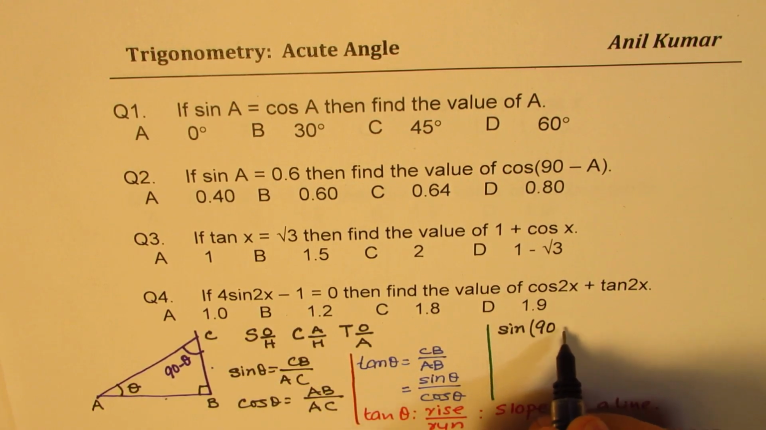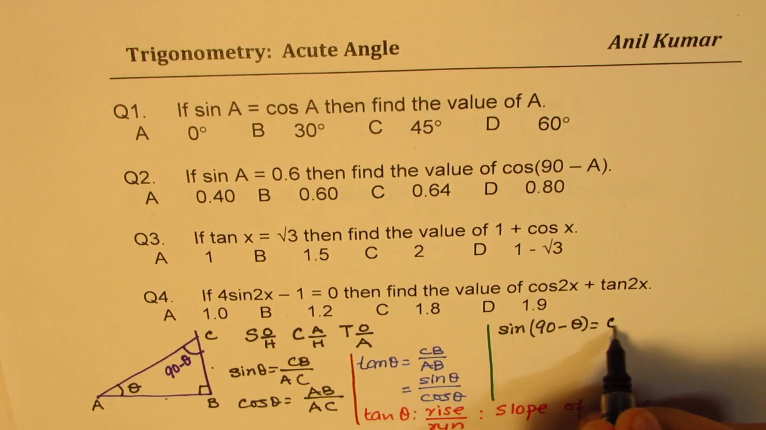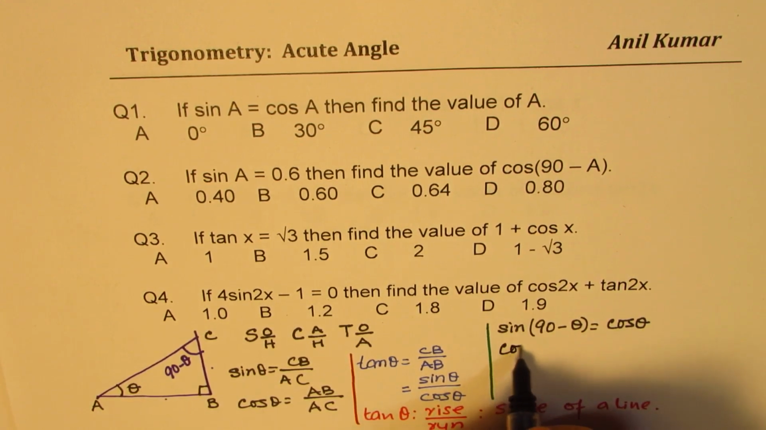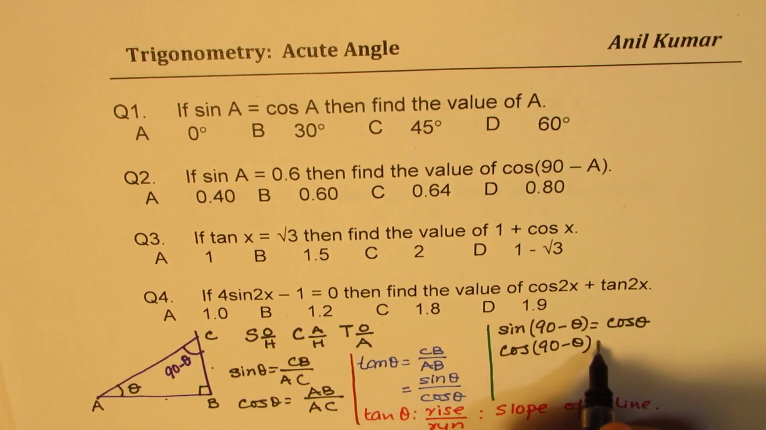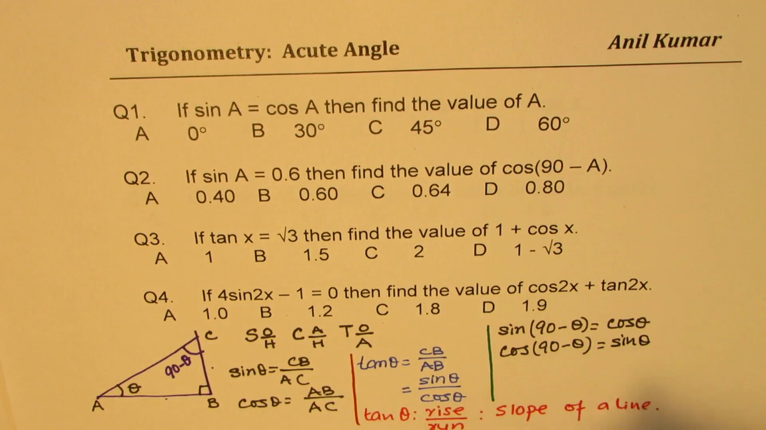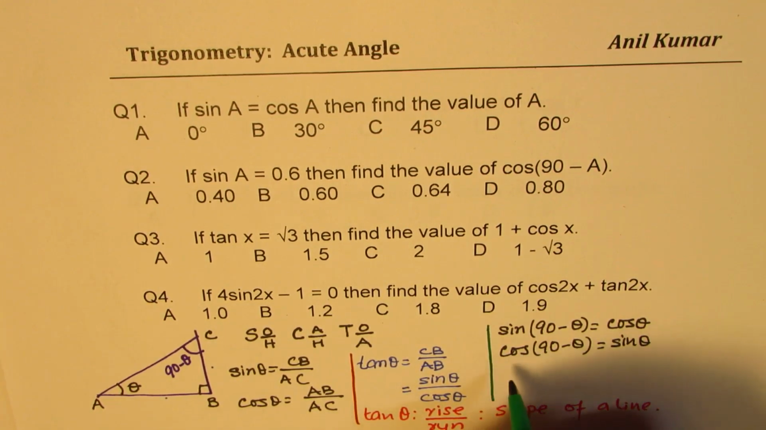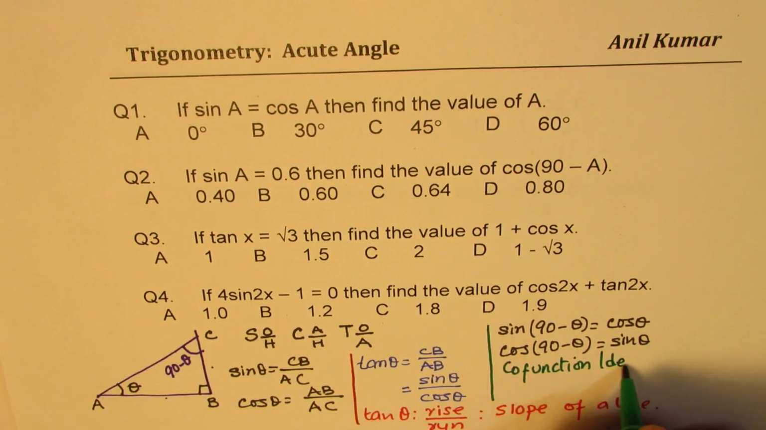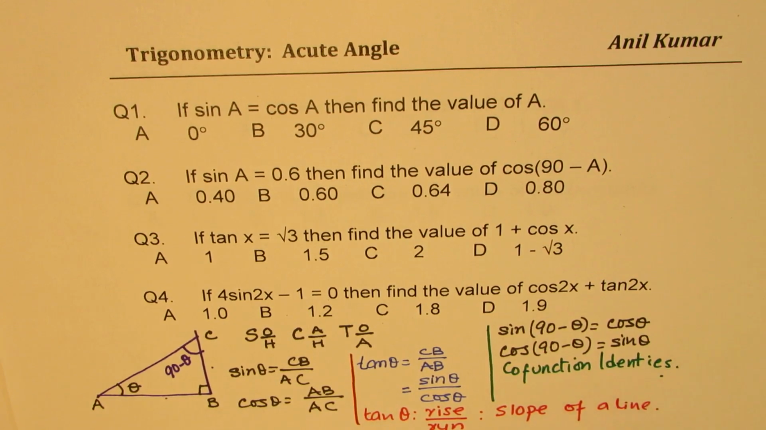So if I want to find what is sine 90 minus theta, that should be equal to cos theta, right? And cos 90 minus theta is equal to sine theta. We call them cofunction identities, right? These are called cofunction identities. And while answering, I'll tell you something about our special triangles also. So with this background, I think you can pause the video, answer all these 4 questions, and then look into my suggestions. Now, let's try to solve them one by one.